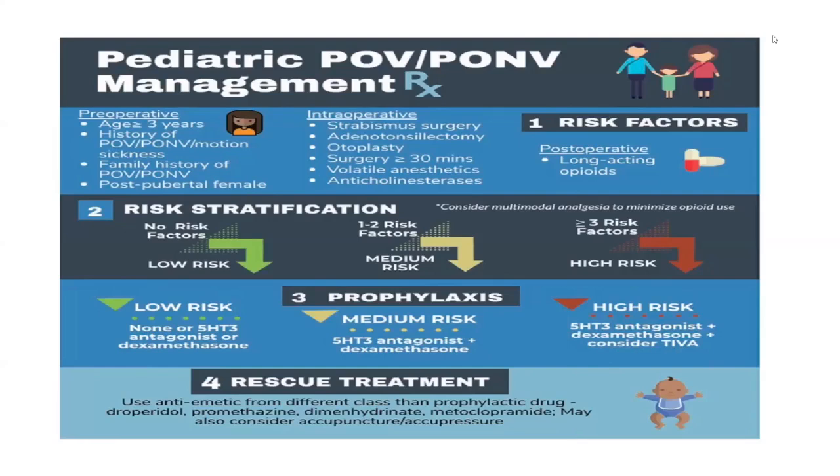But if it's a medium risk, you have to do a combination therapy. So this is the one time where we actually advocate for a multimodal approach in terms of these post-operative nausea and vomiting drugs. So it's been proven that your serotonin antagonists with the combination of dexamethasone are very effective in terms of preventing any post-operative nausea and vomiting. And if they're high risk, you have to do your serotonin antagonist with your dexamethasone, and also have to consider performing a total intravenous anesthesia for these patients.